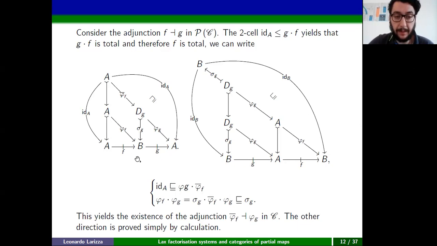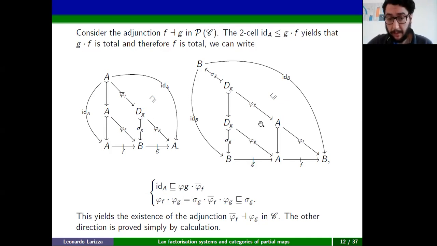In the first part, we notice that by totality, the pullback of sigma G along phi of F is an identity, and therefore here comes out the phi bar F that I mentioned in the proposition. And always from the unit we obtain the unit 2-cell in C that we need to prove.